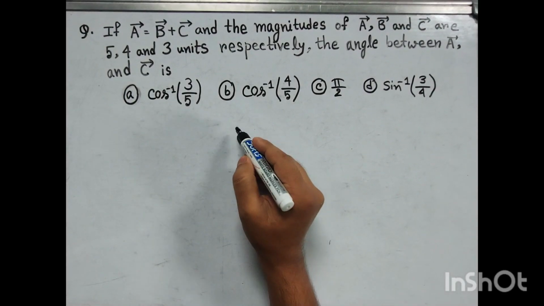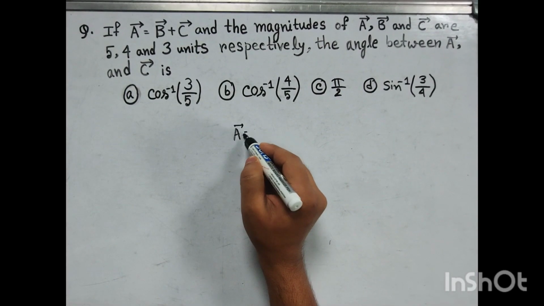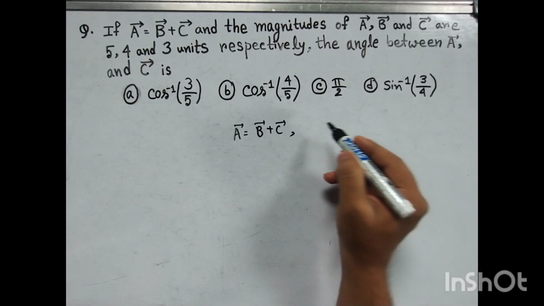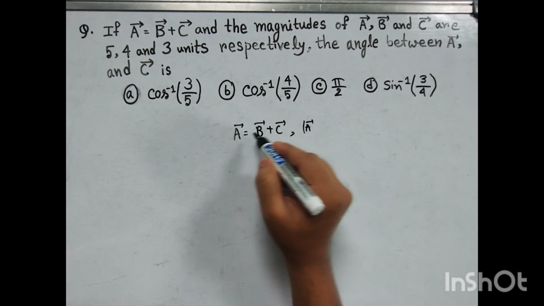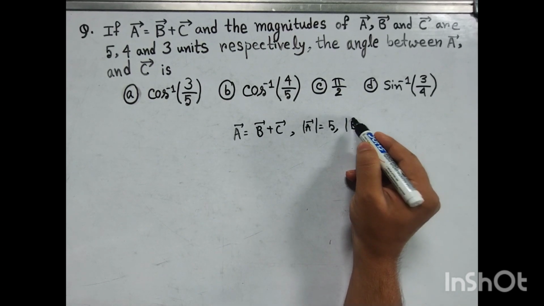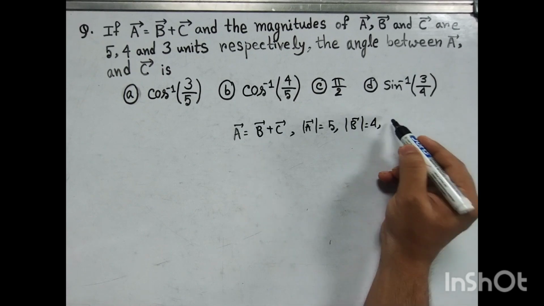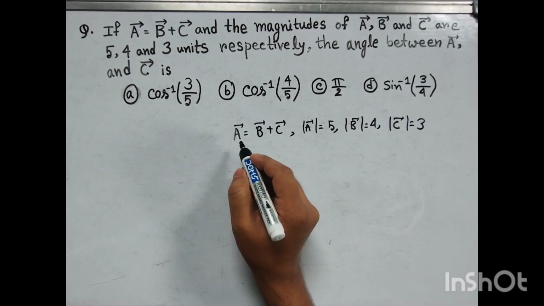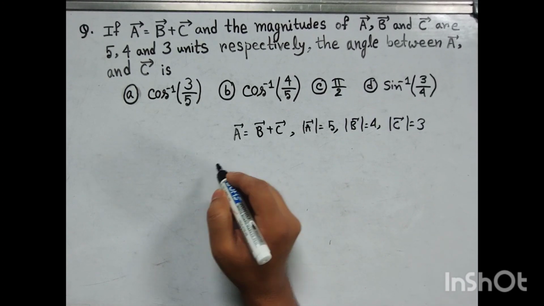Okay, in this question we have a vector equal to b vector plus c vector. We also have the magnitudes of these three vectors. Magnitude of a vector is 5, magnitude of b vector is 4, and magnitude of c vector is 3. Now we have to find the angle between a vector and c vector.